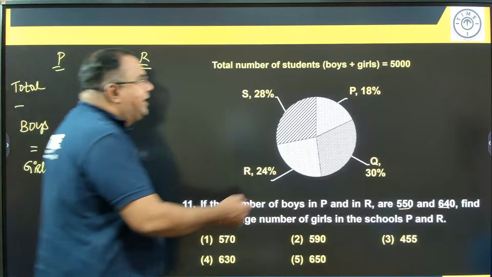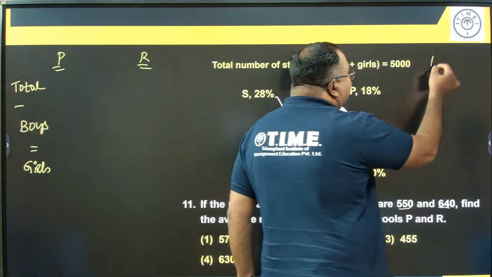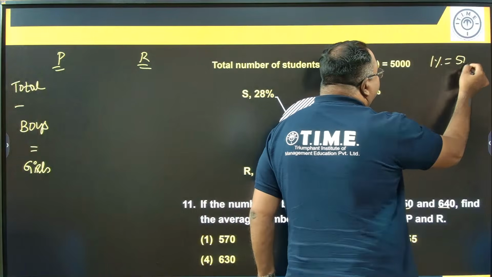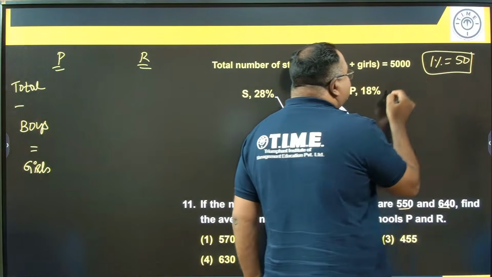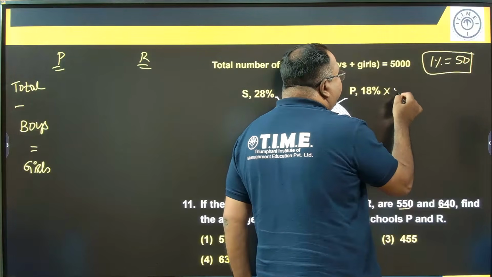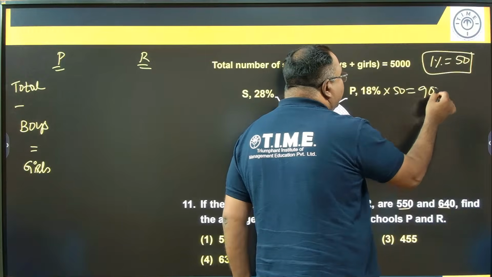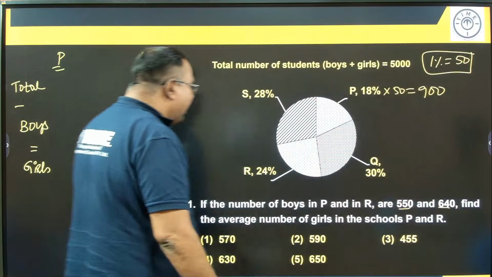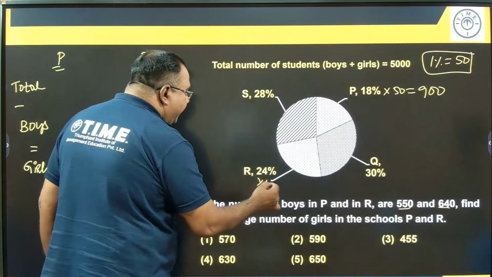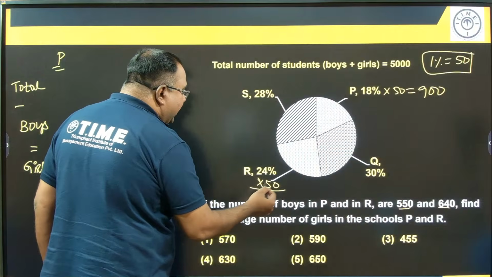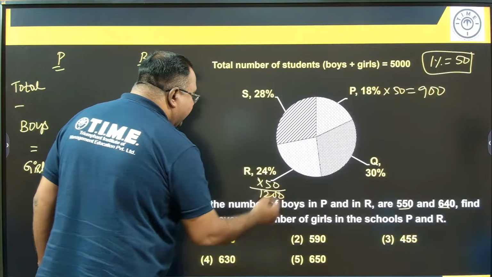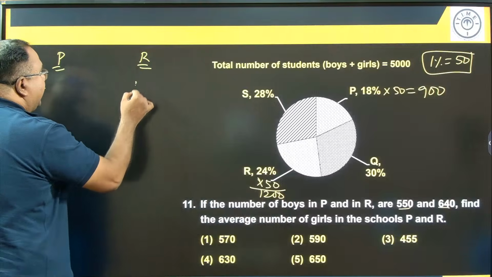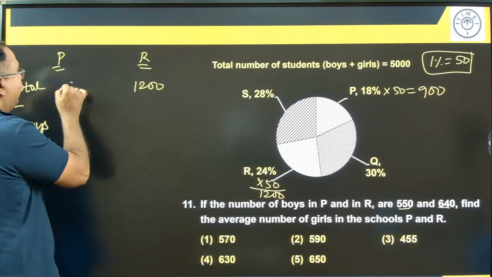So the number of boys in P and R is 550 and 640. Let me find out. This is 18%. How much is 1%? 50. 18% means 18 into 50, this is 900. Similarly, one more is R: 24 into 50. 24 into 100 is 2400, and 24 into 50 is half, 1200. So we have 1200 in R and 900 in P.